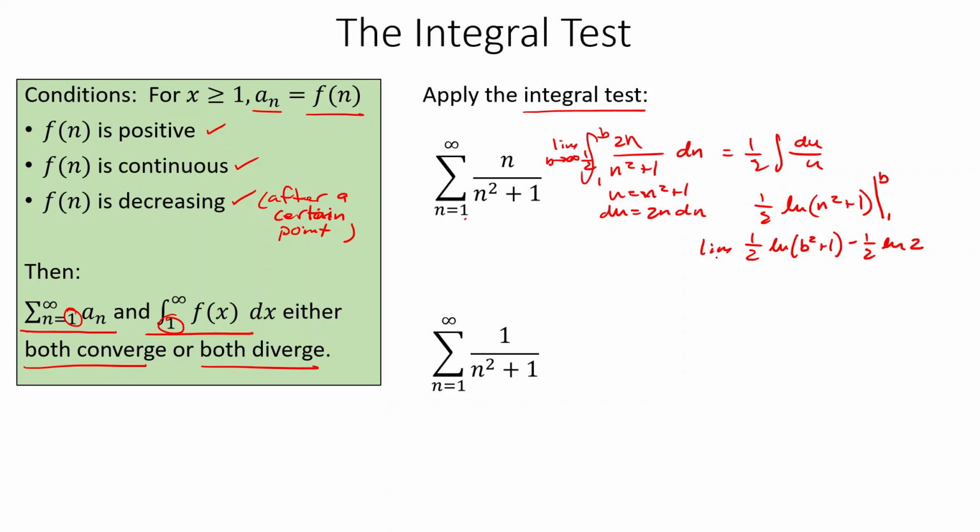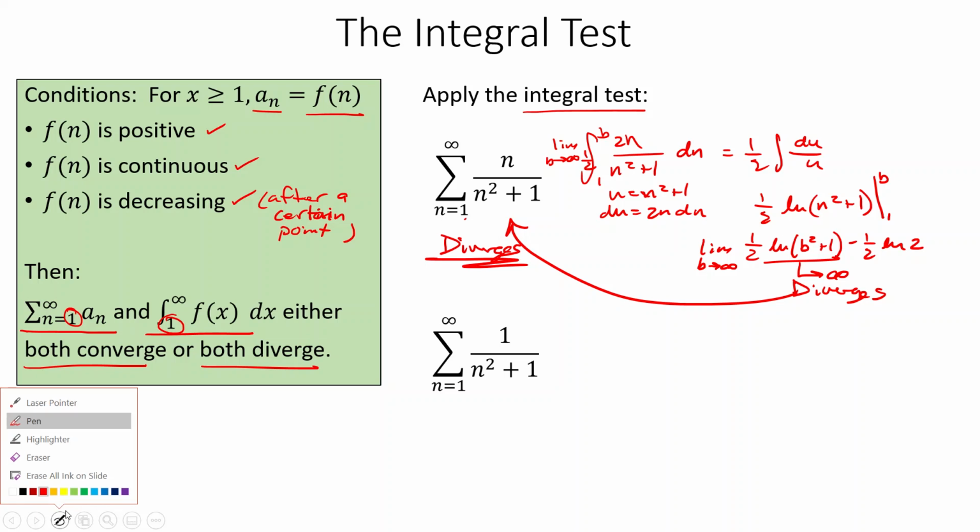So now we take the limit as b goes to infinity, and this part here will go to infinity. So that means this diverges, which then tells us that this guy also diverges. All right. What about the next one?